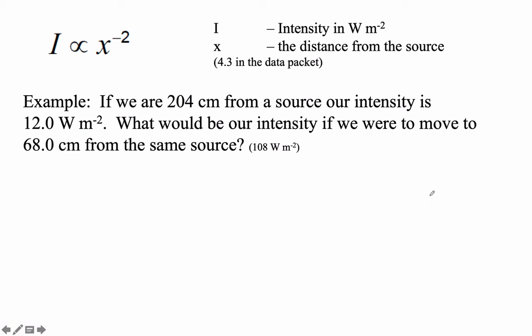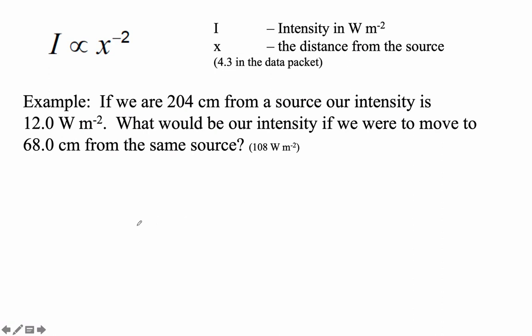All right, let's take a look at this. If we are 204 centimeters from a source, our intensity is 12 watts per square meter. What would be our intensity if we were to move 68 centimeters from the same source? I have yet to see an inverse square problem on an IB test. I'm imagining that they're going to throw something like this at us. So let's be able to solve this.